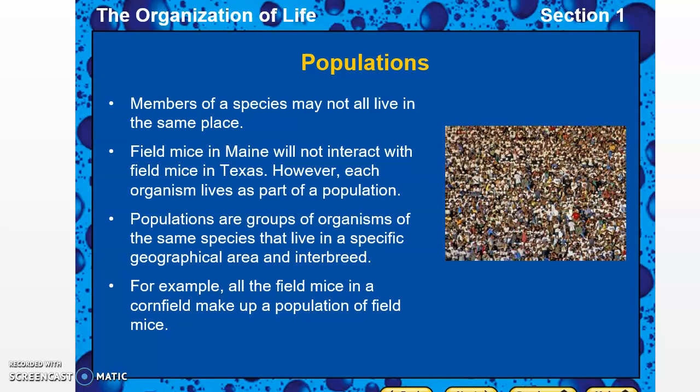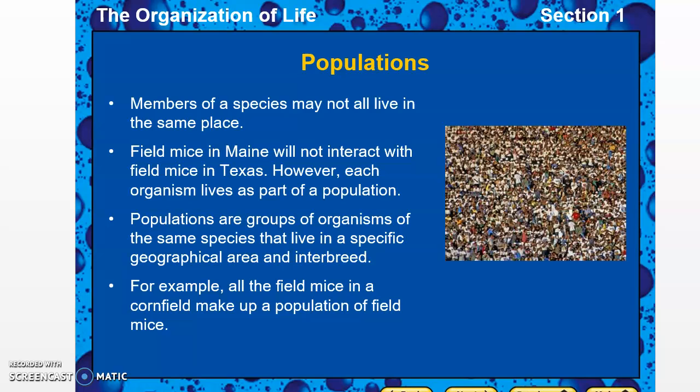Then we have something called a population. Populations are members of a species that may not live in all the same place, so they can live wherever. For example, a field mouse in Maine is not going to interact with a field mouse in Texas, but they are each part of a population. Populations are groups of organisms of the same species that live in a specific geographical area and interbreed. The field mice in Maine are part of a population of field mice in Maine. The field mice in Texas are part of a population of field mice in Texas. They are each part of their own population.